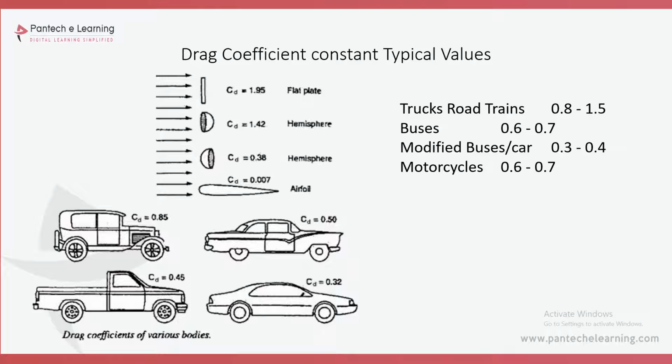Okay, some other examples of coefficient values. Trucks 0.8 to 1.5, buses 0.6 to 0.7, motorcycles 0.62 to 0.7. So these are the coefficient values.